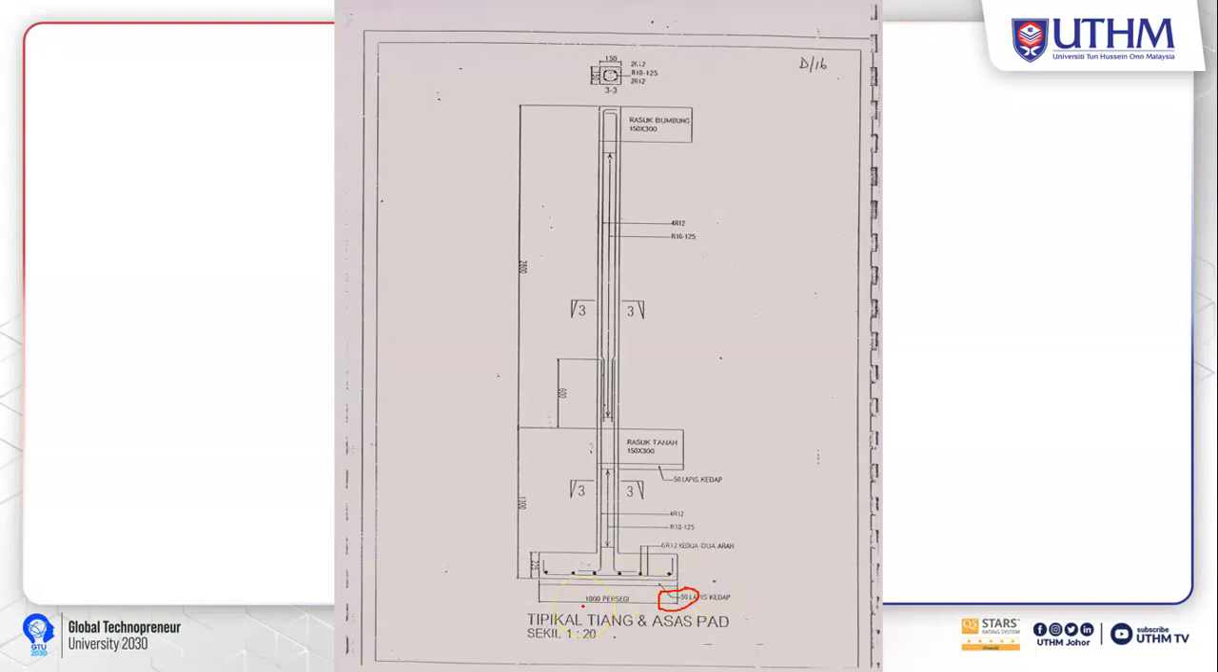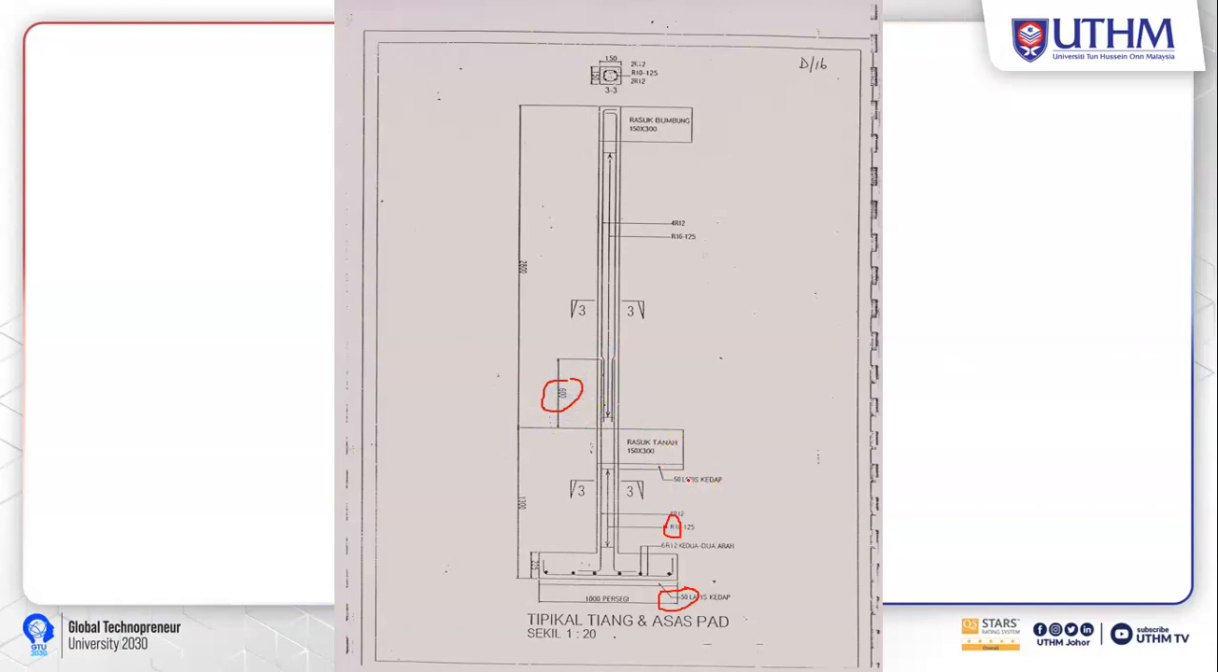The size of the pad footing is 100, meter square. They also give you the spacing to allocate the reinforcement bar, especially the link. For the link, we always use mild steel, R type. Up to here, this one is the lapping height.